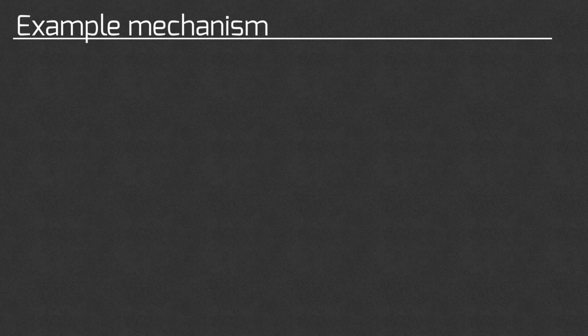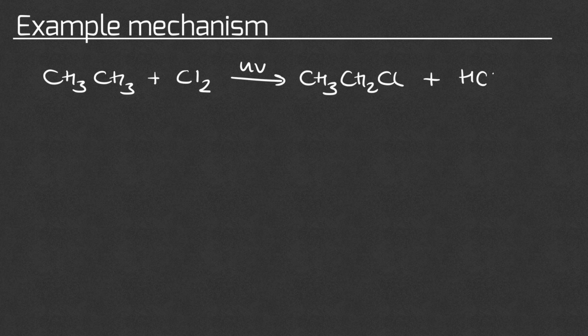Whilst there isn't a curly arrow mechanism for this process, you do need to be aware of the initiation, propagation, and termination steps. This is the overall equation we looked at a moment ago. The alkane reacting with the halogen in the presence of UV light to make a halogenoalkane and hydrochloric acid.